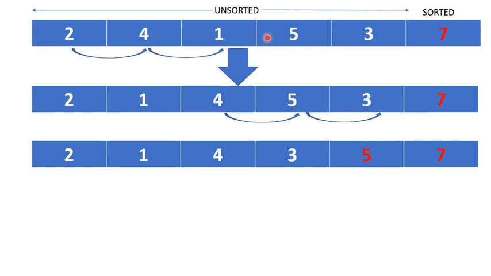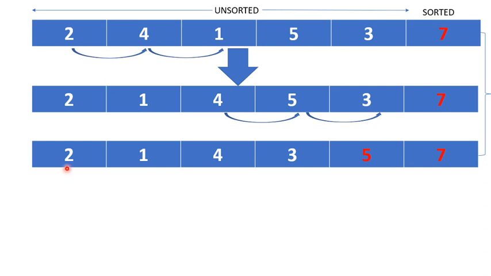We will not compare 3 and 7 because we know that 7 is already at its appropriate position, so we don't need to compare it. Okay, so after this pass 2 will be completed, and in pass 2 you will see that the second largest value will go at its appropriate position.